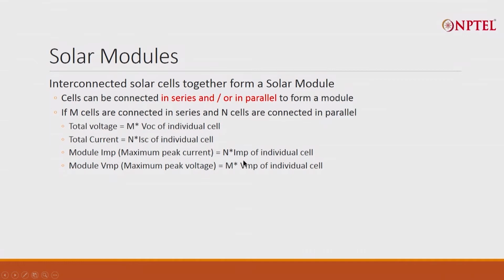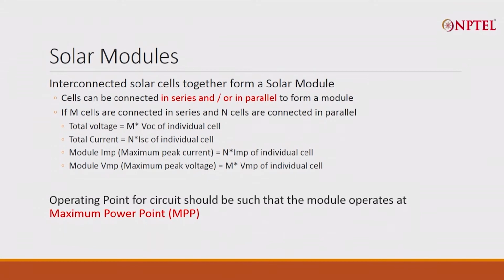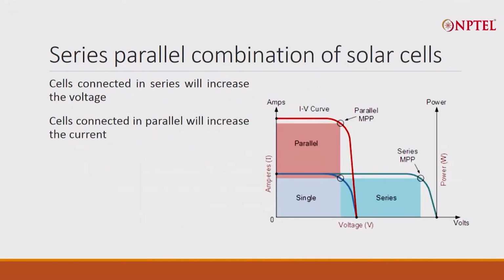Module current will be N into I maximum power point, assuming everything is working, and module voltage will be M into the maximum power point voltage. This is assuming there is no shade, assuming everything is working perfectly. Operating point is called maximum power point.